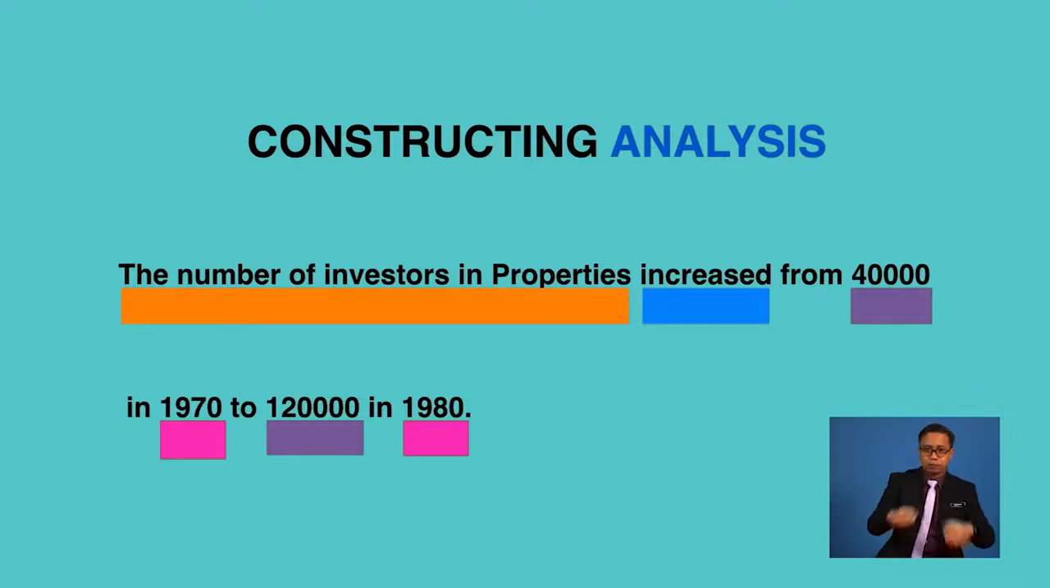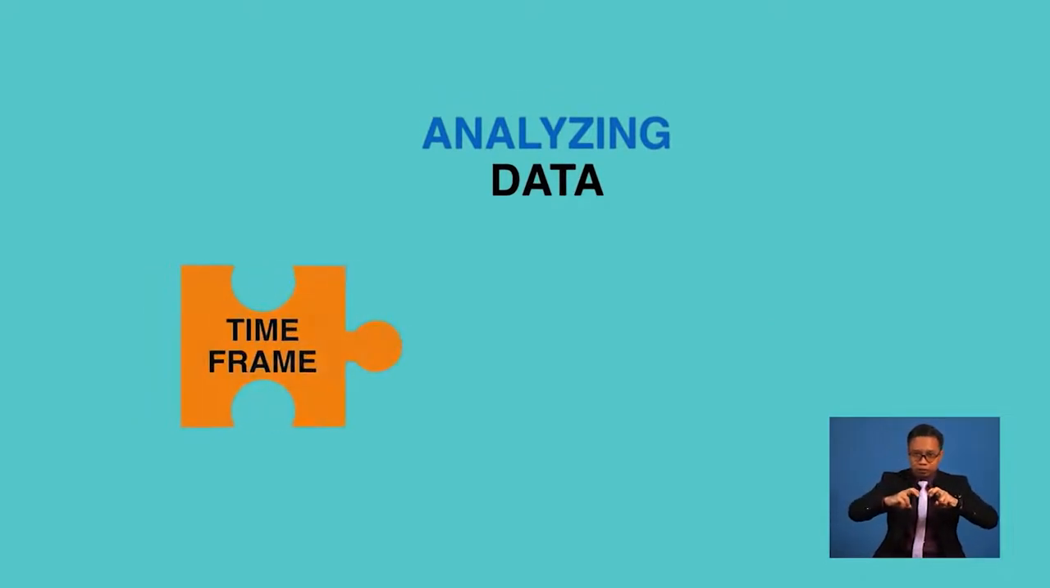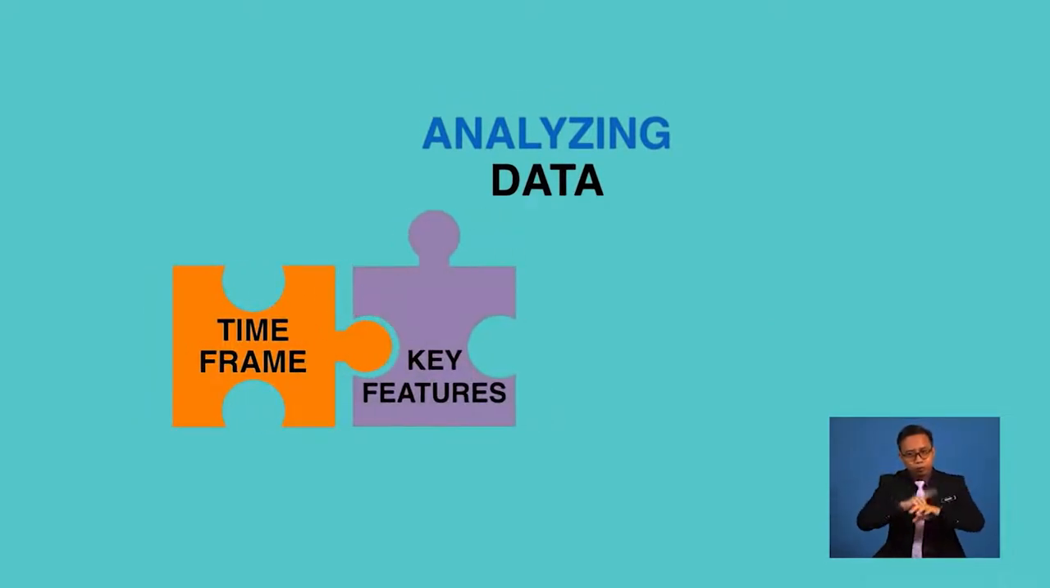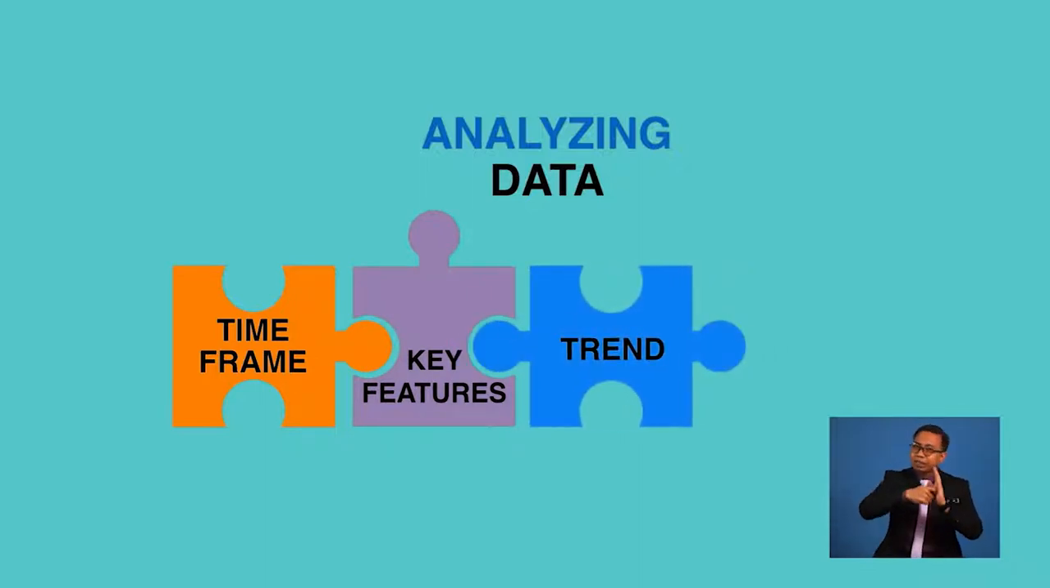Let's look at the complete analysis again. The number of investors, this is key feature 1. In properties, this is key feature 2. Increased, this is the trend word, from 40,000, this is data, in 1970, this is the time frame, to 120,000, this is another data, in 1980, this is another time frame. So, analysis is the combination of time frame plus key features plus trend word plus data.